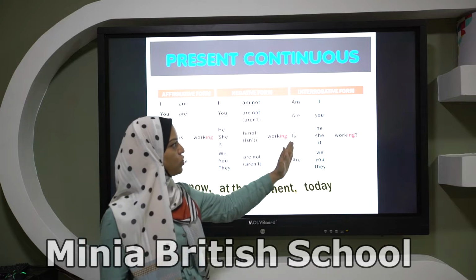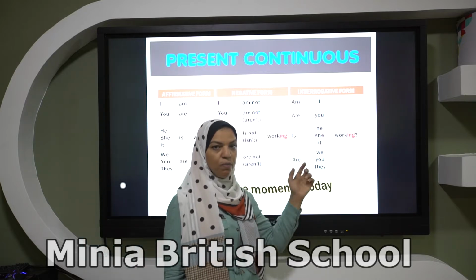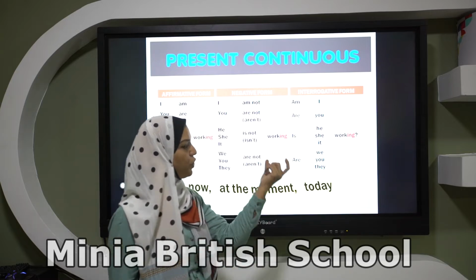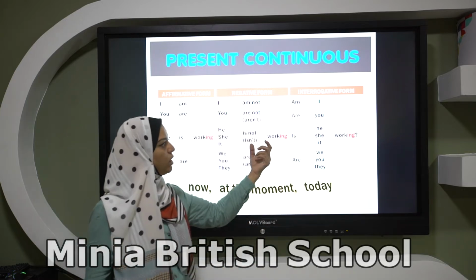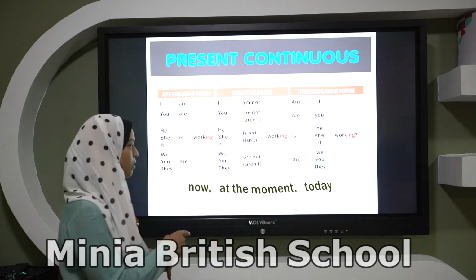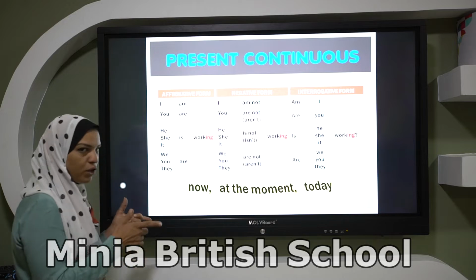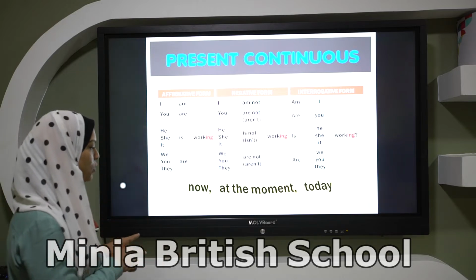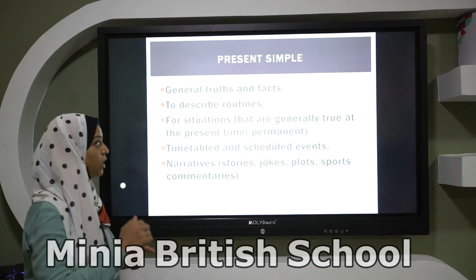So the question form is based on moving the auxiliary verb so that it begins the question, saying, are you working? So here, if you are working, you're not working, are you working? You're just switching places between the subject and the auxiliary verb. These are also among the most commonly used, but not all of them, time expressions: now, at the moment and today, at present time maybe.